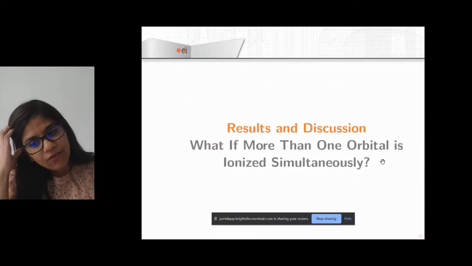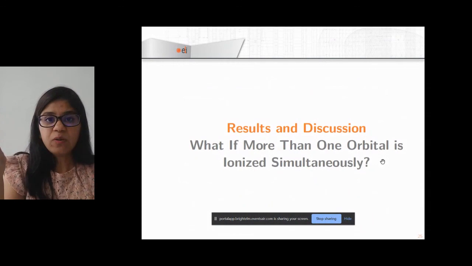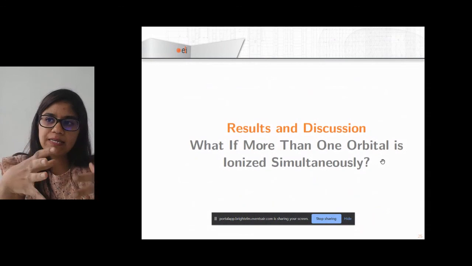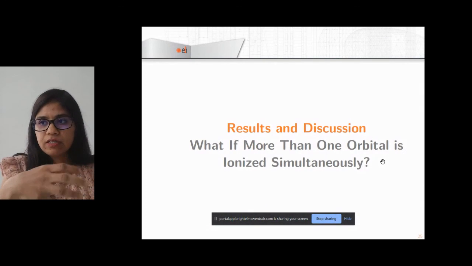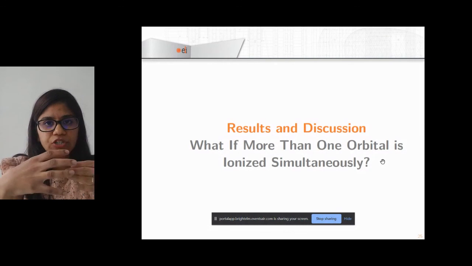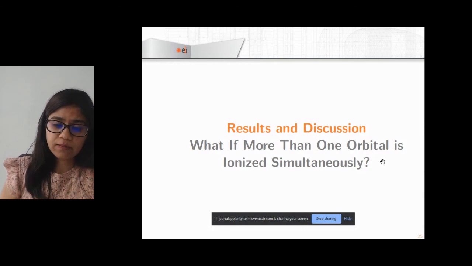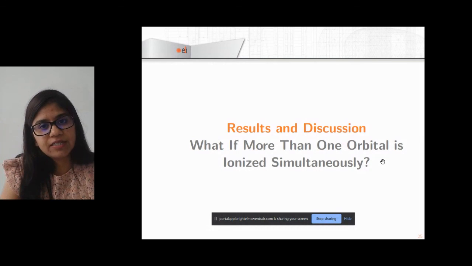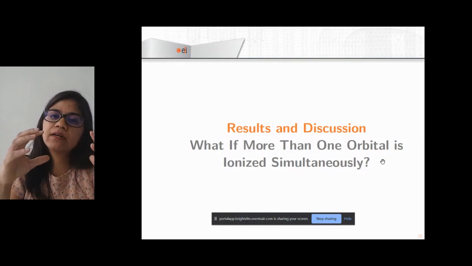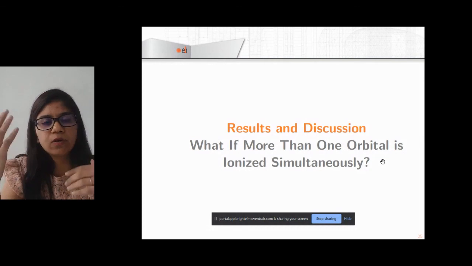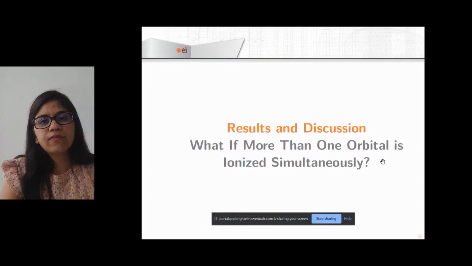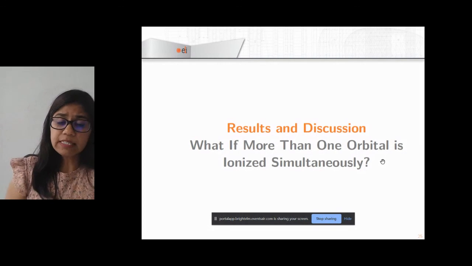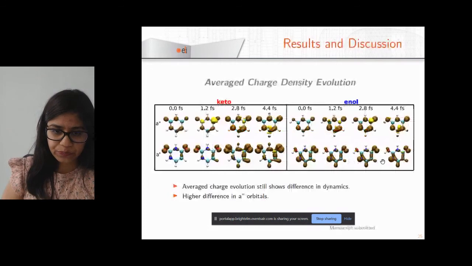So that means I won't be able to ionize one orbital, but I will be ionizing many, many orbitals. And so to take this into consideration, we do an averaging of the molecular orbital charge density. So what we do is we take 5 molecular orbitals from HOMO to HOMO -4, and we consider the symmetric and asymmetric orbitals separately, and we average them. And let's check what's the difference between the two.